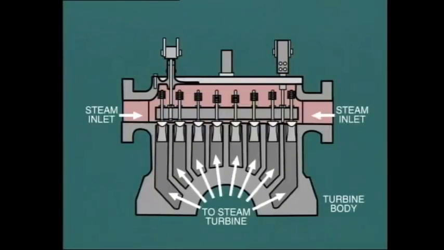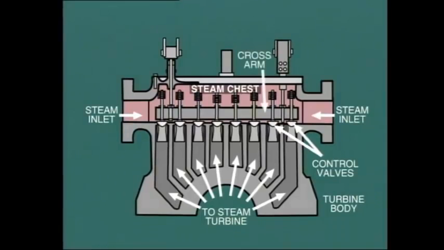In most turbines, multiple control valves are used as shown here. In this particular arrangement, the steam chest is located above the high pressure end of the turbine shell. We can see here 8 valves, and these are opened in sequence according to the position of the crossarm, which is itself adjusted by the hydraulic control system.